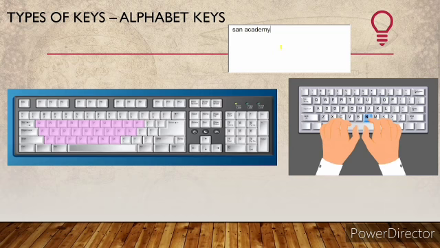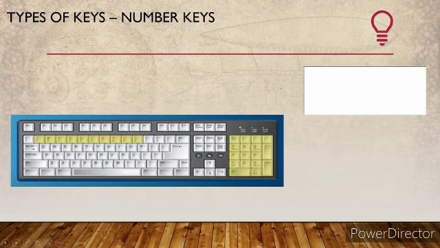Shall we see the next type of key? The second type is number keys. We know that numbers are from 0 to 9. Here in this keyboard we have two sets of number keys. Just above the alphabet keys we have one set of number keys, and here on the right hand side we have another set. From 0, 1, 2, 3 till 9 we have numbers. Look at here. Here also from 0 to 9 we have numbers. These number keys are used to type numbers.